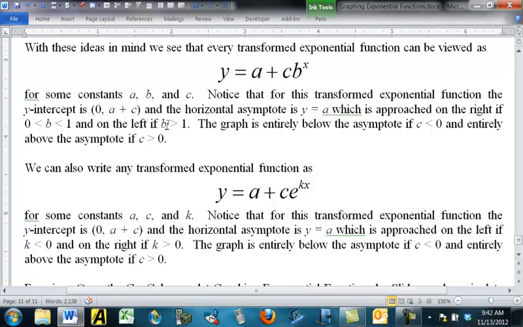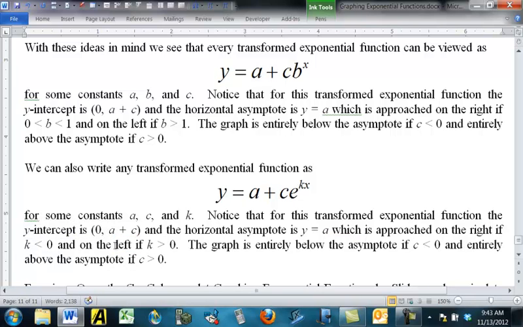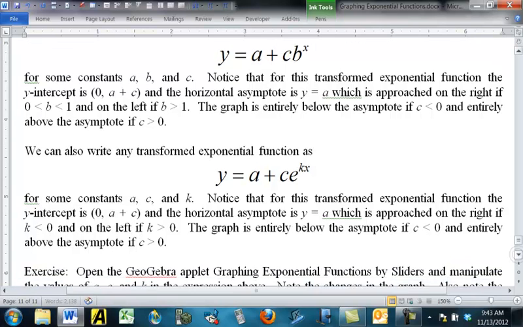Again, the y-intercept is 0, a plus c. Again, the horizontal asymptote is y equals a. Again, it's approaching on the right when k is negative, and on the left if k is positive. And the graph is entirely below the asymptote if you've got a negative c, and entirely above the asymptote for a positive c.